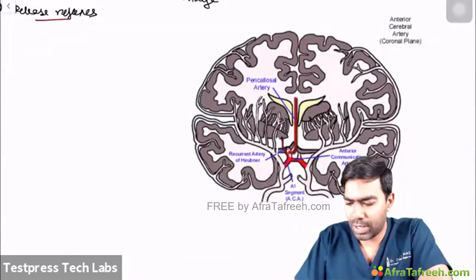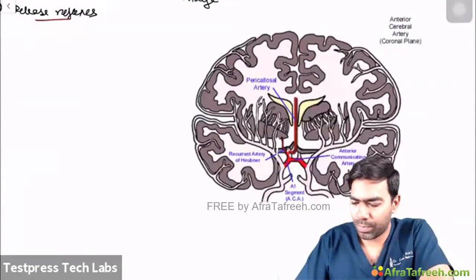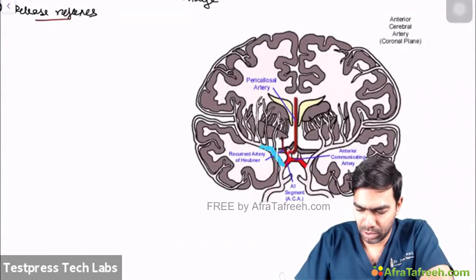So this is an image of an MCA territory. Even though it's showing the ACA predominantly, we can see the MCA here. So let me draw in a different color. Let me draw in blue. So this is basically the MCA. You can see the MCA courses from the internal carotid artery.